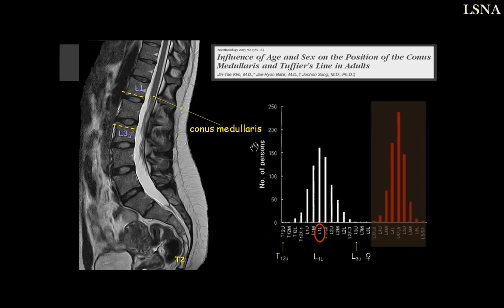An important radiologic study with almost 700 patients has shown that the conus medullaris is actually located at L1 level in a high percentage of the general population. However, the caudal extension of the spinal cord follows a normal distribution and can reach the upper limit of L3.